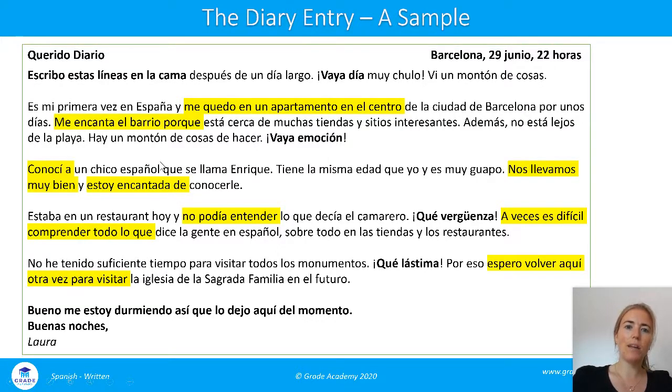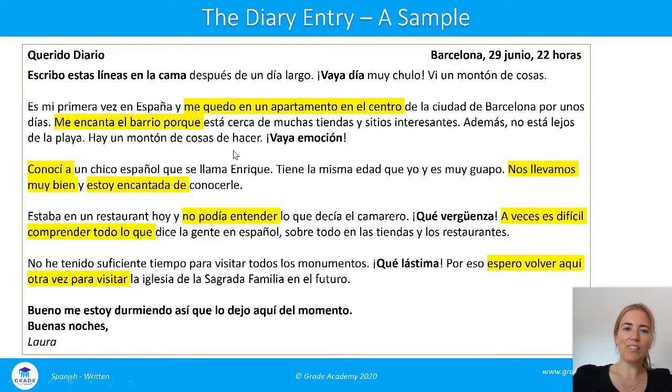Again, you're showing lots of vocabulary there. You could just say me quedo en Madrid, and you're still saying where you're staying. But by saying you're staying in an apartment in the center of this particular city for a few days, you're showing the examiner that you know how to form a complex sentence, but at the same time, it's not too complex for us to do. Me encanta el barrio porque está cerca de muchas tiendas y sitios interesantes. So I love the area because it's near many shops and interesting places. Además, no está lejos de la playa. Furthermore, it's not far from the beach.